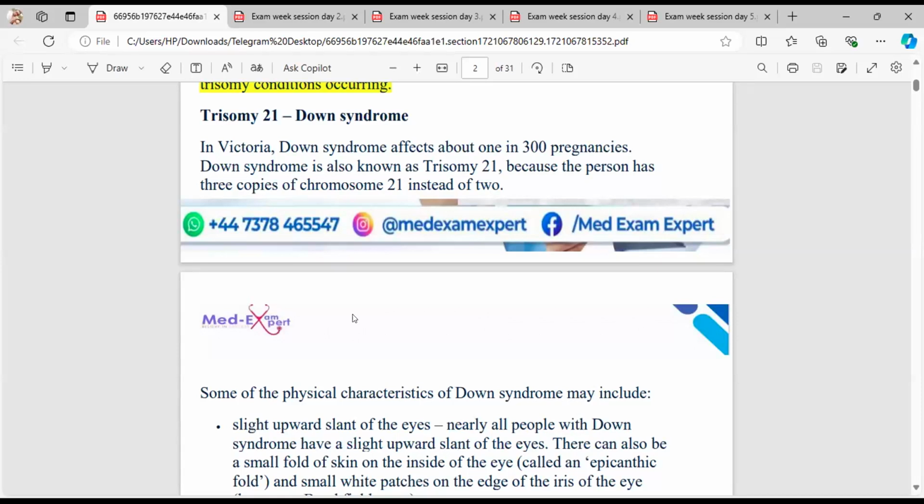So here in Victoria, Down syndrome affects about 1 in 300 pregnancies. Down syndrome is also known as trisomy 21 because the person has 3 copies of chromosome 21 instead of 2.